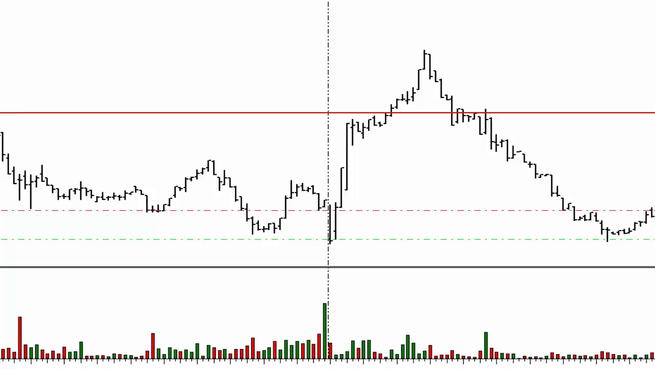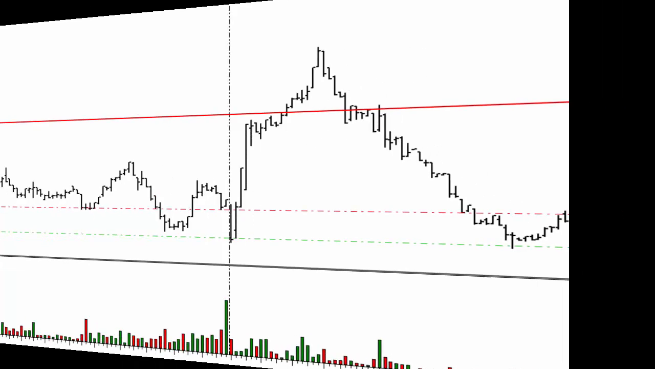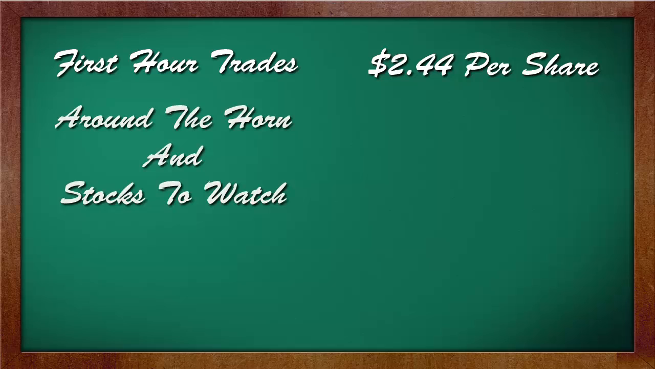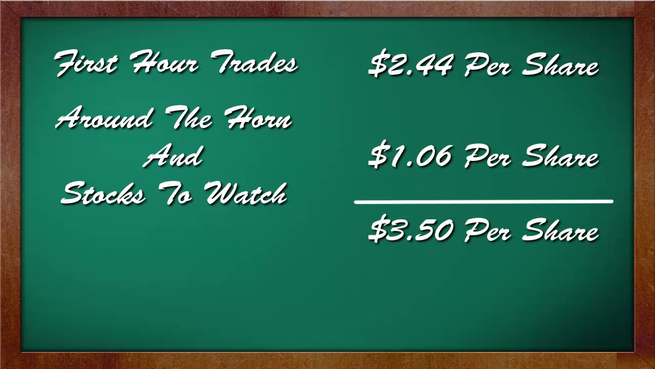So let's tally it all up and take a look at what happened over the course of the session. Over the course of the session, first hour trades booked $2.44 per share in profits. We know that those perform exceptionally well, especially on days where we get a lot of activity around the opening bell. That's why we do them. That's why we like focusing on first hour trading. But, not to be forgotten, once you added the around the horn portion of the trading plan back into this, you got an extra $1.06 per share traded, bringing you to $3.50 per share for the day.